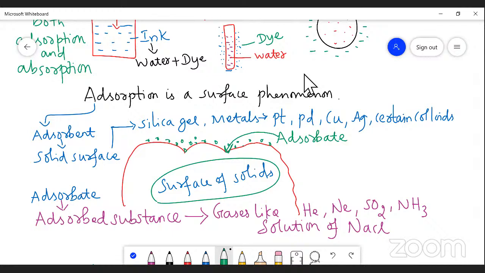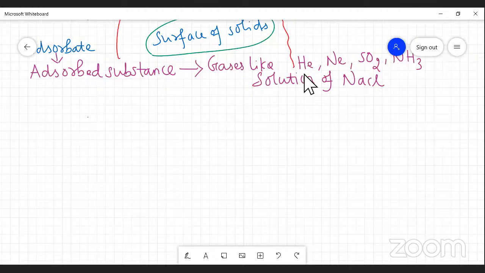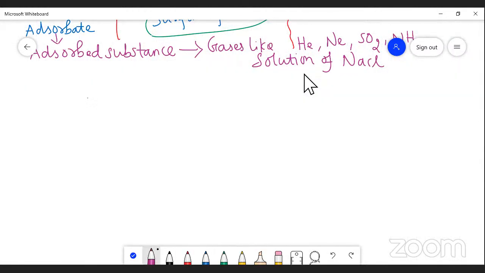Now I will tell you the mechanism behind this adsorption. Whenever the gas molecule is adsorbed over the surface of a solid, what is the mechanism for this adsorption? I will give you the mechanism for adsorption.